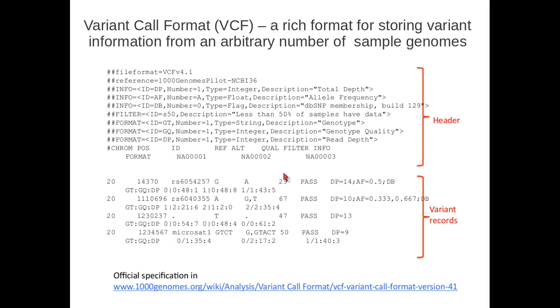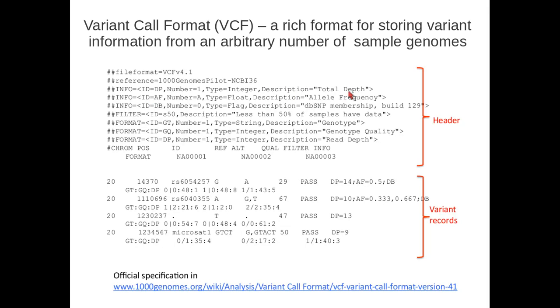Here's the quality, that's 29. The filters pass. The info data are here. And notice we can relate the info to back here. So info here is depth, AF, and dB. We come down here, we have depth, AF, and dB. But here we get some explanation for what those values are.